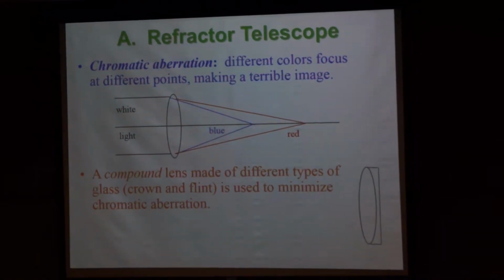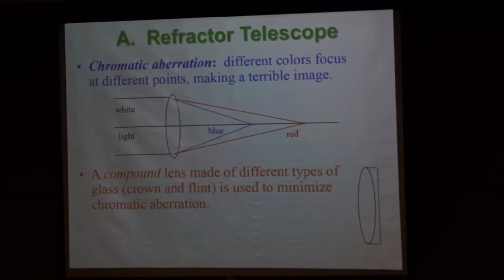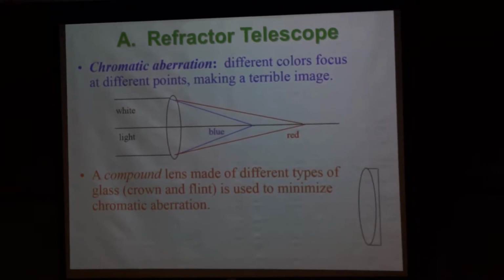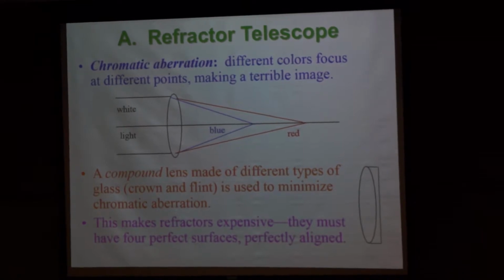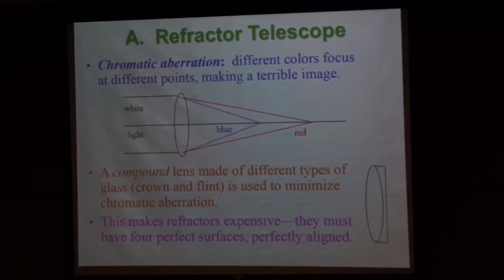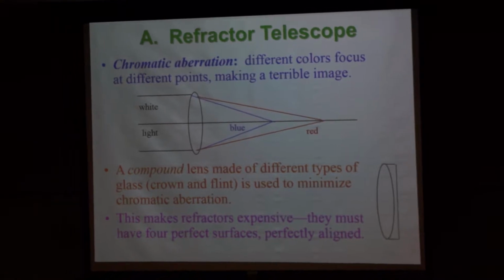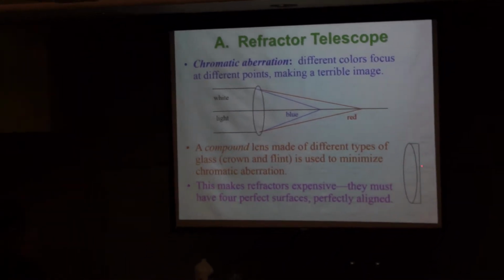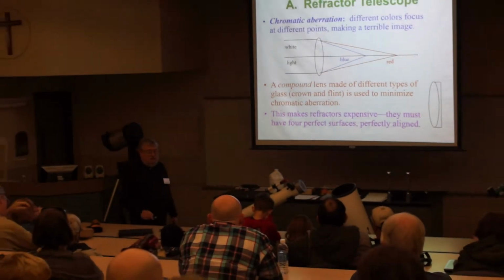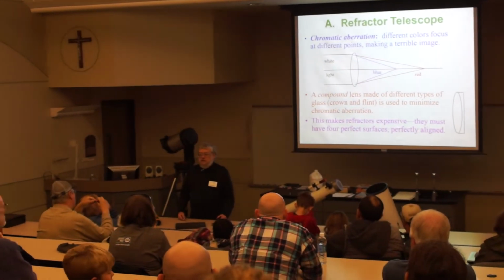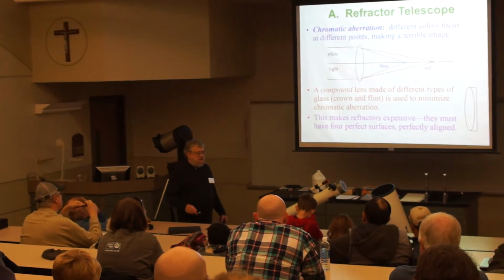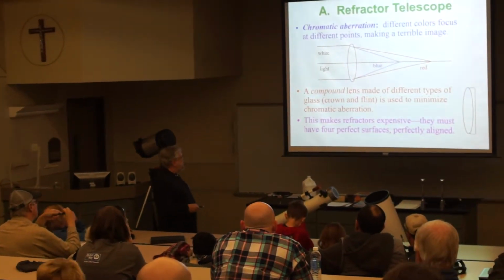A lot of telescopes now, if cost is no object, have a 3-element objective lens. That can set you back some money, but you get a sharper, clearer image with less color in it. That's what makes refractor telescopes more expensive than reflectors, because you have to have 4 surfaces, or maybe 6, not only perfectly configured in themselves, but perfectly aligned with each other. So a lot of workmanship has to go into a refractor telescope.